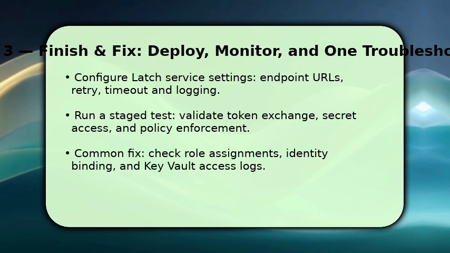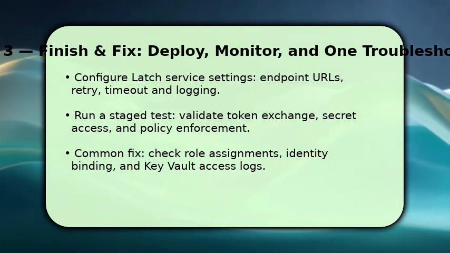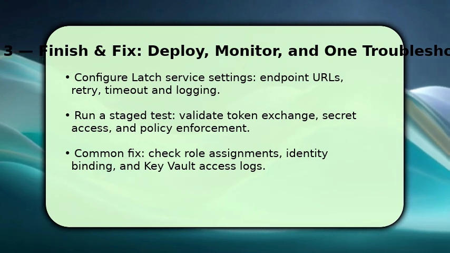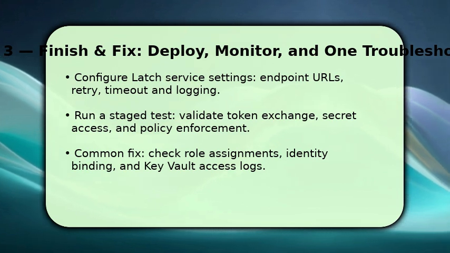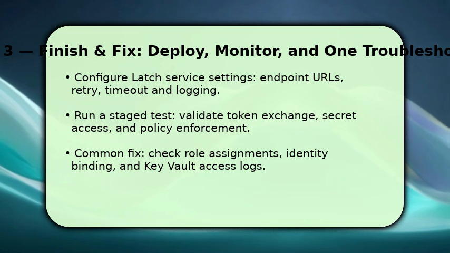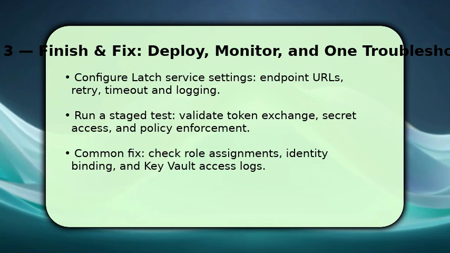Then run a staged test, validate token exchange, secret retrieval, and policy enforcement, so you catch permission or network issues early. If something fails, check role assignments, ensure the managed identity is bound correctly, and review Key Vault access logs for denied operations. Often the root cause is a missing RBAC role or an access policy that wasn't applied.